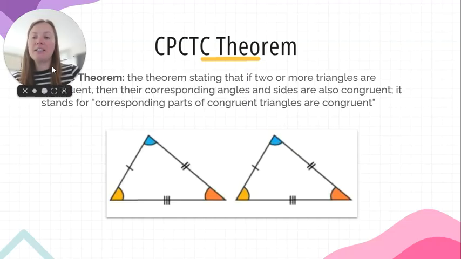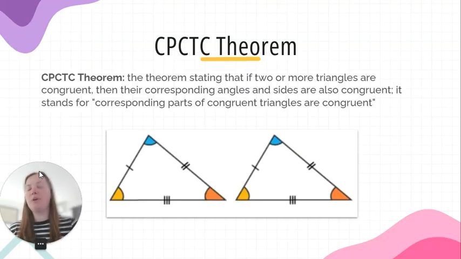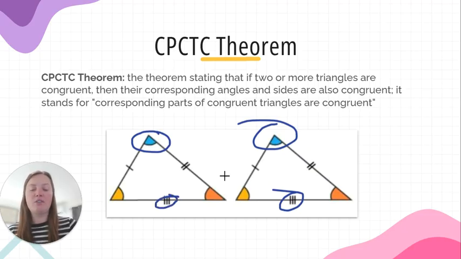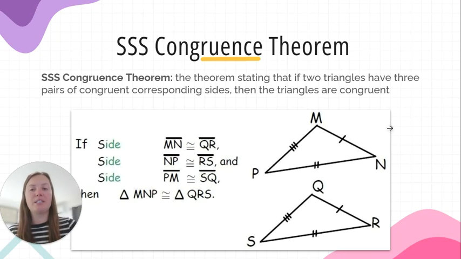Alrighty. Next, CPCTC is never going away. We are using it because we are working with triangles to prove other things, right? CPCTC, corresponding parts of congruent triangles are congruent. So if we have these corresponding angles, which are blue, or this corresponding side, which is tick mark 3, because my triangles are congruent, they are also congruent. So that means these angles are the exact same size and the exact same shape. If this one is 60 degrees, this one is also 60 degrees. If this is 10 centimeters, this one is also 10 centimeters. They are, in fact, congruent.